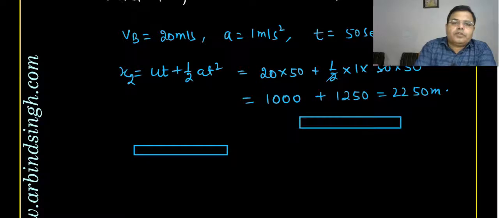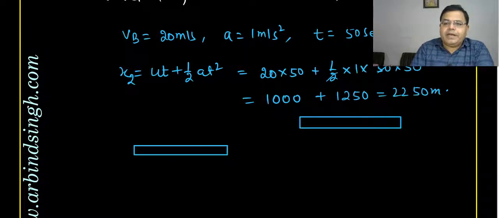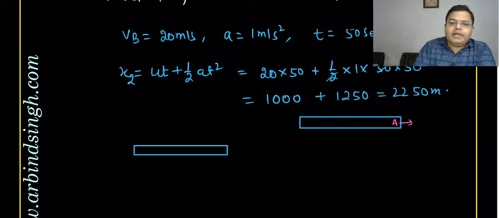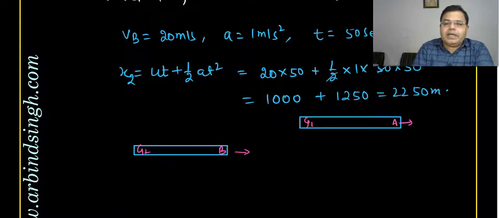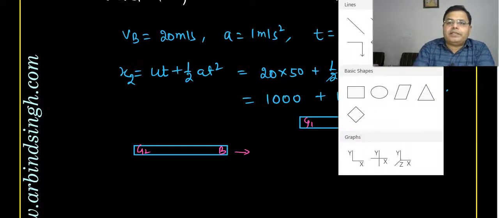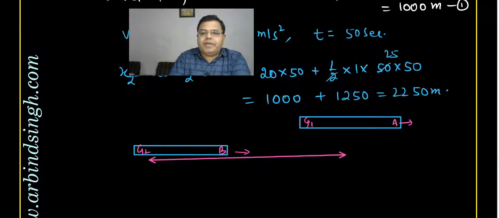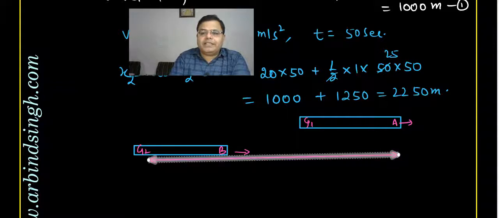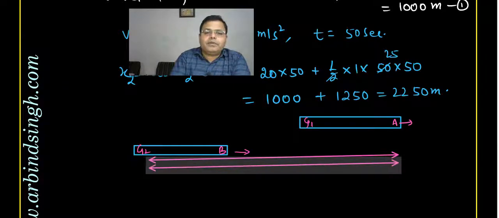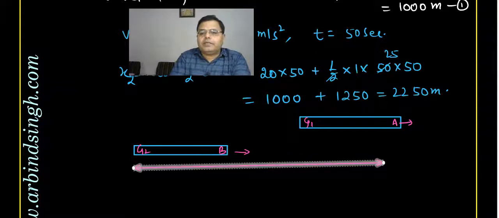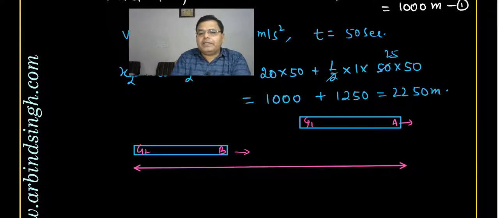Both are moving. So the distance between them: there is a driver of A moving here and a driver of B moving there, and the guard of train 2 and the guard of train 1 are also moving. What is the distance between guard and driver of them? If you want to write the distance between them, that distance will be from the guard of B to the driver of A. That distance actually has to be covered. So this distance is from the guard of B and the driver of A. That distance you have to cover.